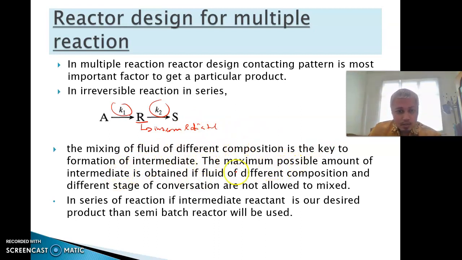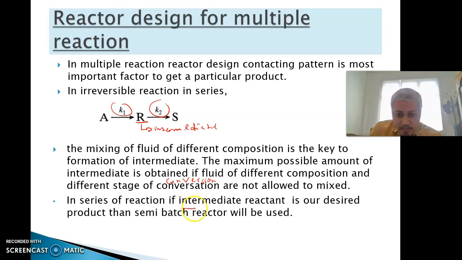The maximum possible amount of intermediate is obtained if fluid of different composition and different stage of conversion are not allowed to mix. We are not talking about this reaction. In series of reaction, if the intermediate reactant is our desired product, then a semi-batch reactor will be used.